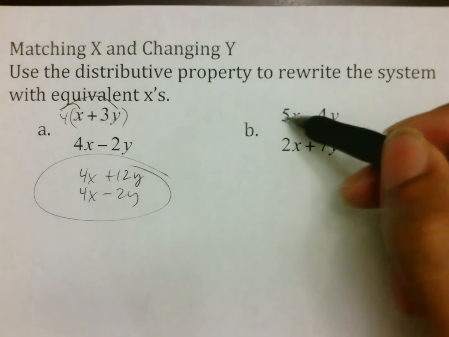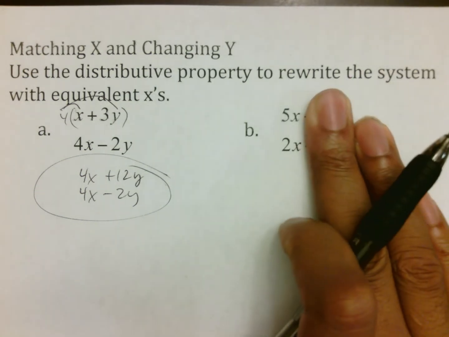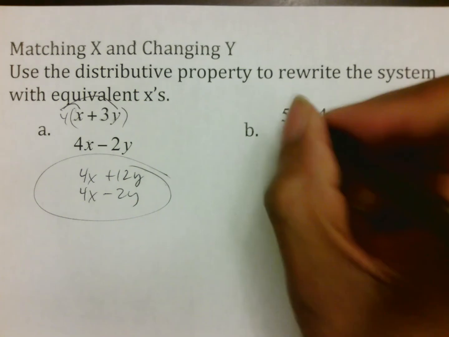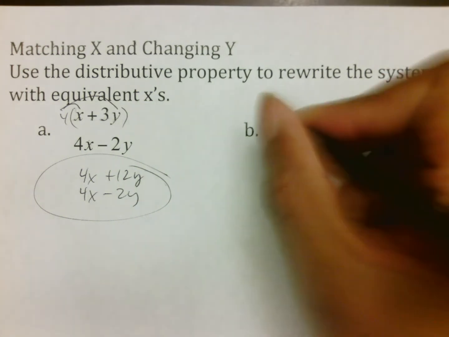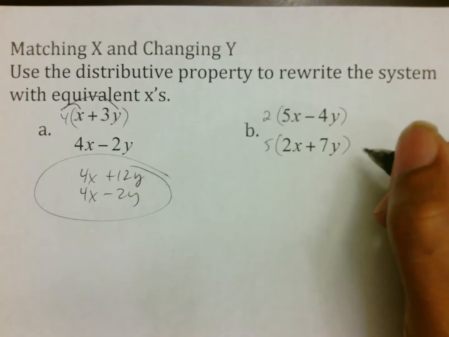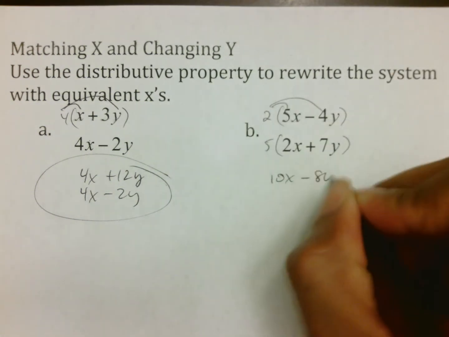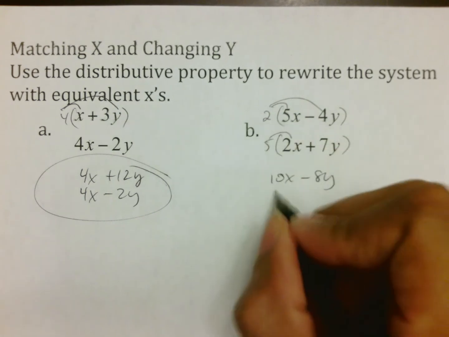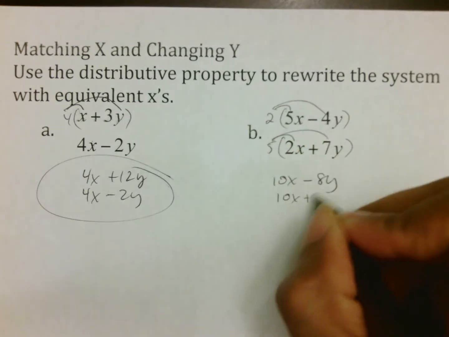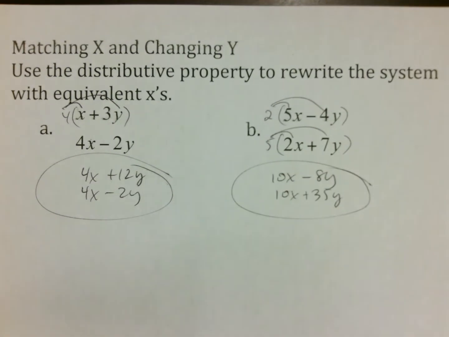Same thing here, 5x minus 4y, 2x plus 7y, ignore everything else, focus only on your x's. The easiest way to do this is to multiply the top by 2, notice there was a 2 down there, and multiply the bottom by 5. Now you distribute this 2, you end up with 10x minus 8y up there. When you distribute this 5, you get 10x plus 35y there. Notice that your x's are the same, and you have a different type of y. Again, that is the process that we are getting to.